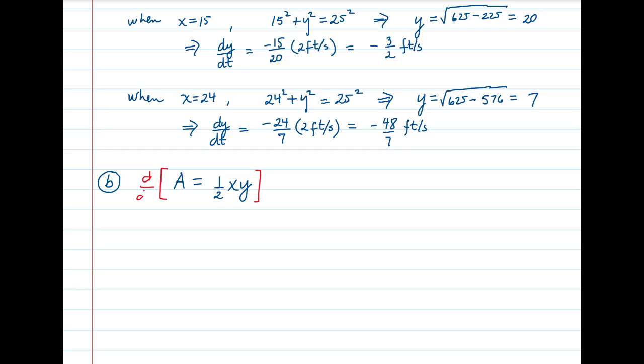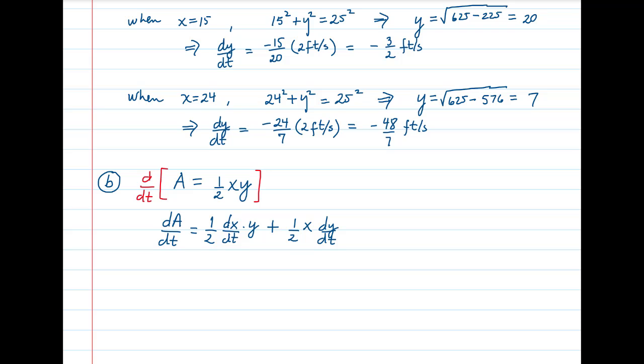So when you take the derivative here, you're going to get dA/dt is equal to 1/2 x times y. They're both functions of time, so this is a product. We're going to have to use product rule, and then don't forget about chain rule as well. So since they're both functions of time, we're going to have to apply chain rule here. So we do our product rule: derivative of the first one, 1/2 dx/dt, times the second one, plus the first one, 1/2 x, times the derivative of the second one, dy/dt.